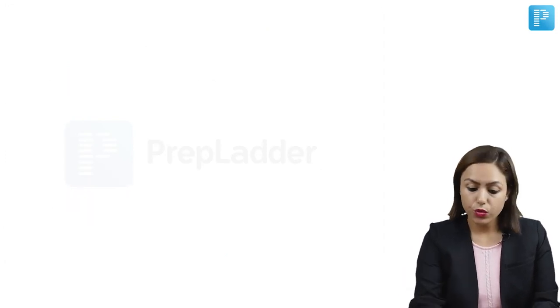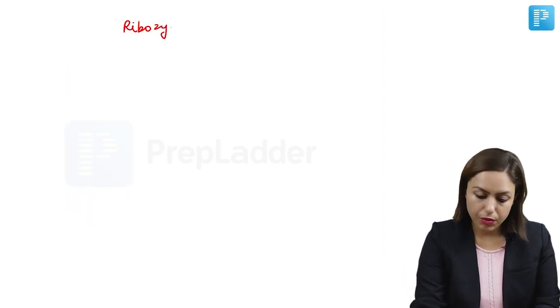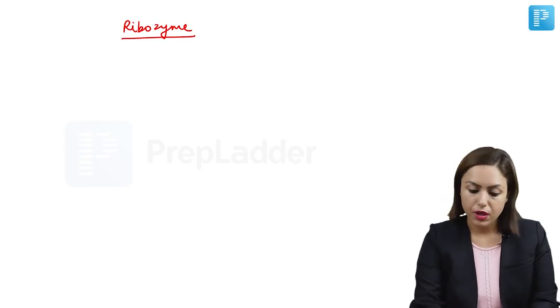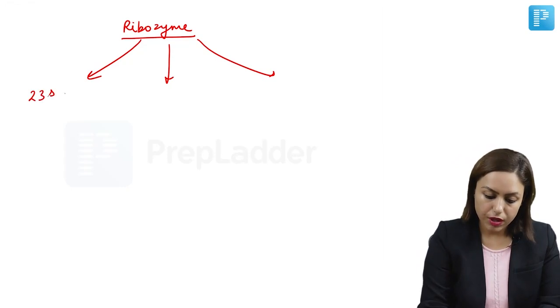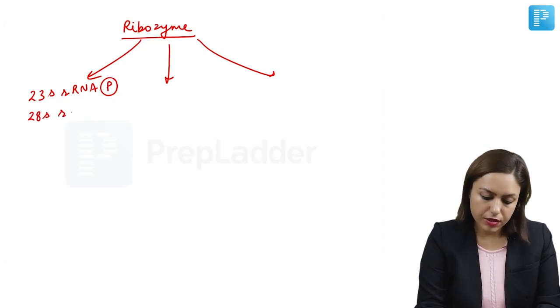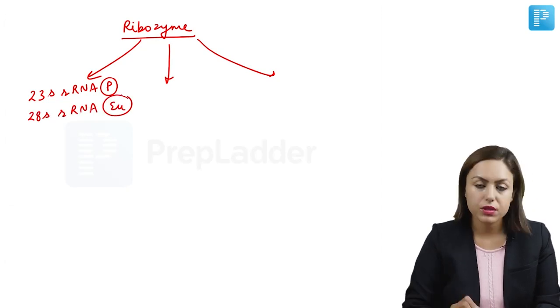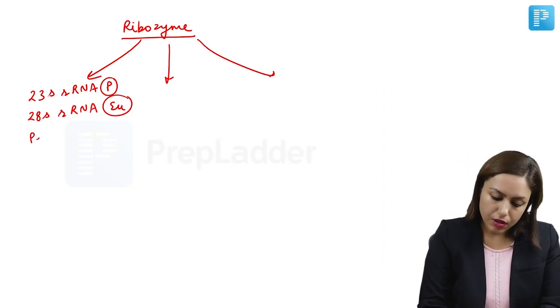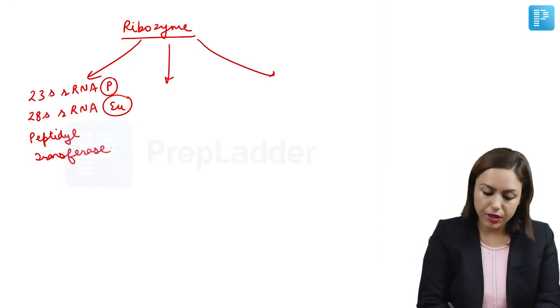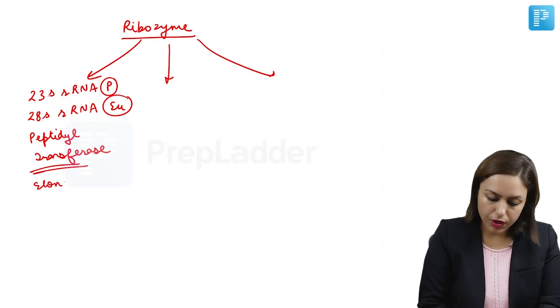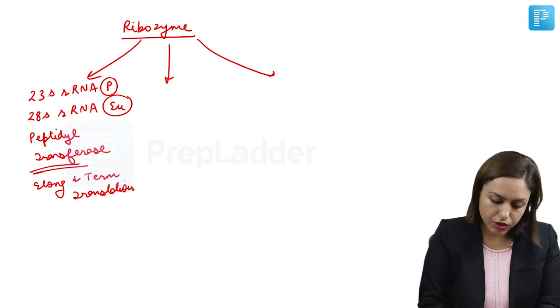Right? Then next we will do ribozyme. Ribozyme is RNA acting as enzyme. So we have various ribozymes. First is 23S rRNA in prokaryotes and 28S rRNA in eukaryotes. This acts as ribozyme. The name of ribozyme activity is peptidyl transferase. Peptidyl transferase enzymatic activity. This enzyme is involved in elongation and termination in translation.